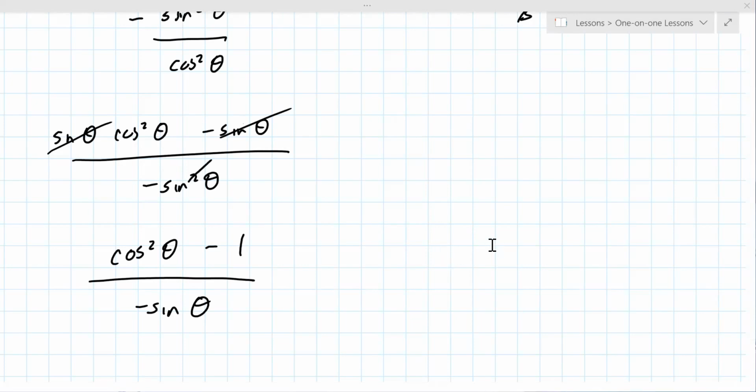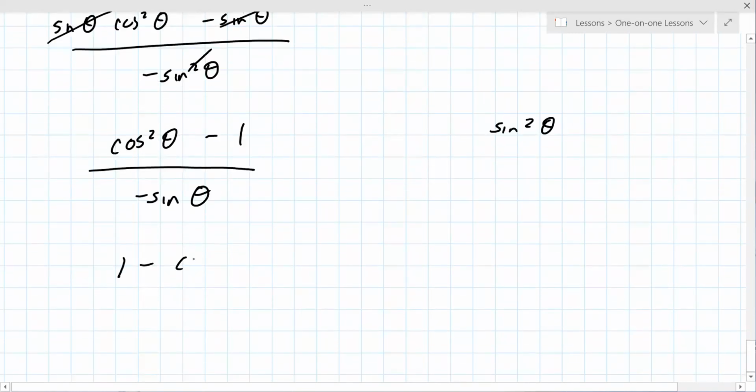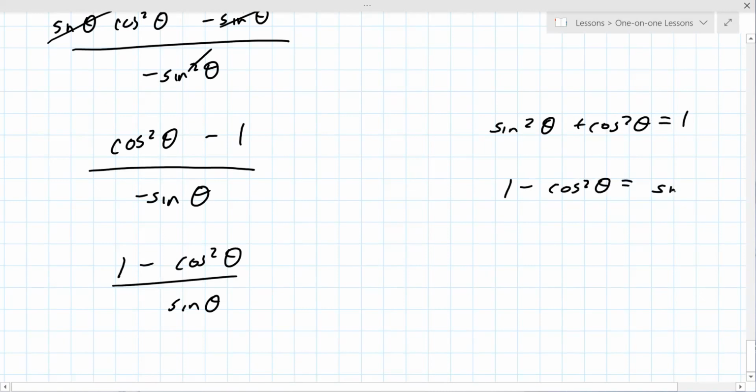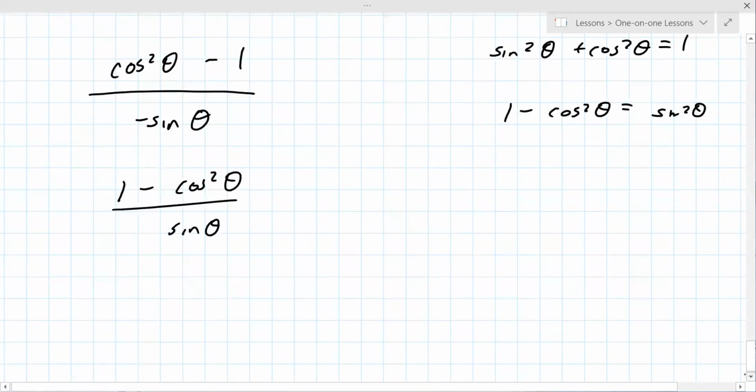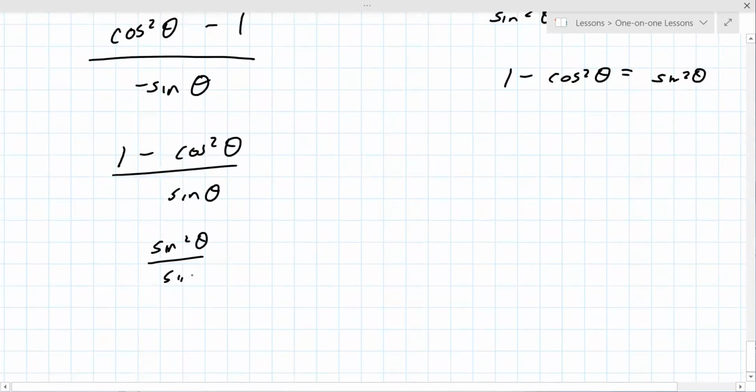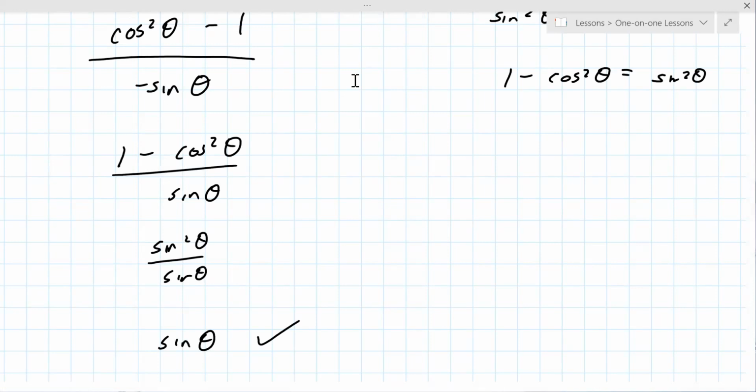So now we can use a property again. This negative can go up here, and it changes the order. It becomes 1 minus cosine squared theta over sine theta. And we know that sine squared theta plus cosine squared theta equals 1, so 1 minus cosine squared theta equals sine squared theta. So the top becomes sine squared theta over sine theta, which is just sine theta. And that's what we're trying to get to. Perfect. Might have been faster to go down another road, but these all sort of are the same.